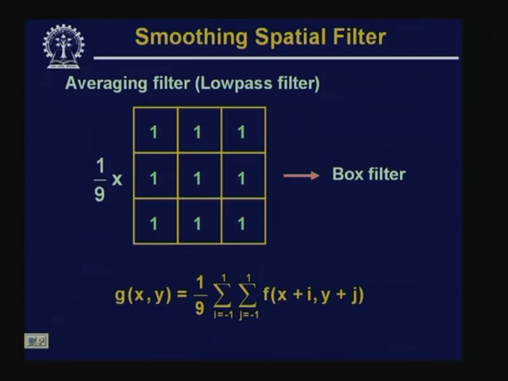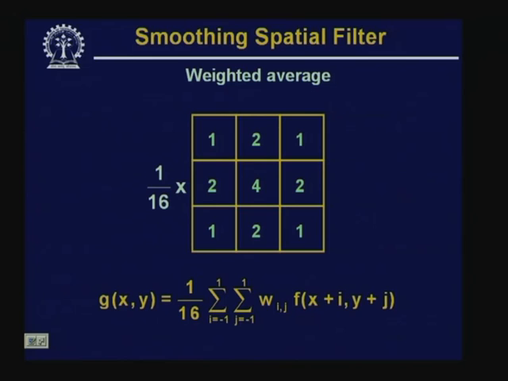Let us first quickly see what we did in the last class. We talked about the averaging filters or low pass filters, and two types of spatial masks used for the averaging operation. One is the box filter, where all the coefficients in the filter mask have the same value, equal to 1. The other is the mask for weighted average operation, and here it shows the corresponding mask which gives the weighted averaging.